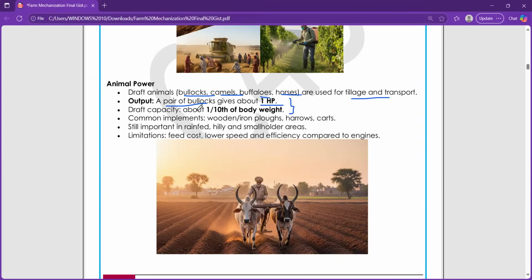The draft capacity here is about 1/10 of the body weight of the animal. The common implements used here are wooden and iron ploughs, harrows, and carts. Still, it is very important in rain-fed, hilly, and smallholder farmer areas. The limitations are generally related to the animals, like the availability of feed, the lower speed of the animals, and efficiency that is very low compared to engines.